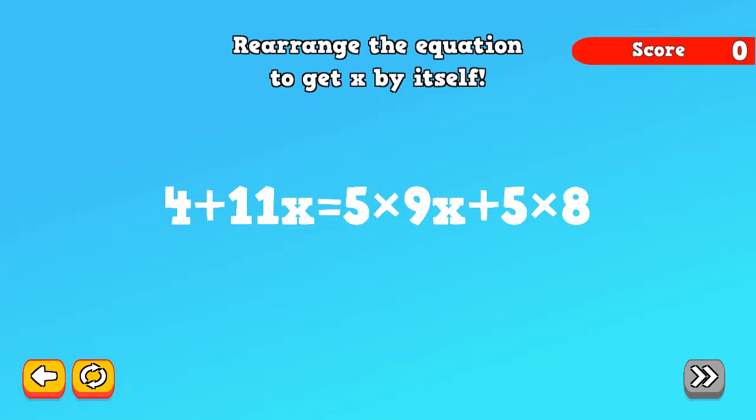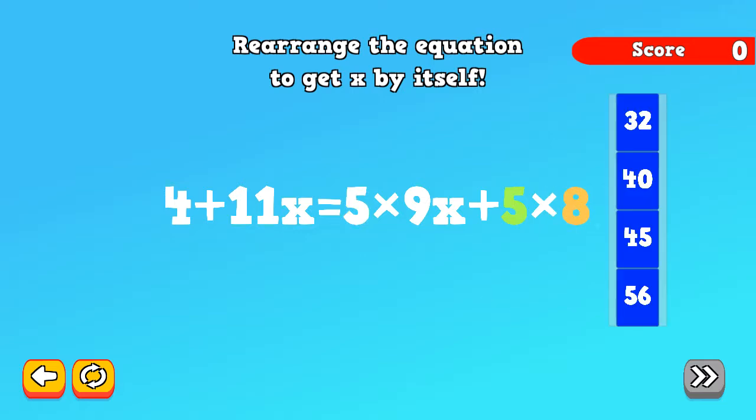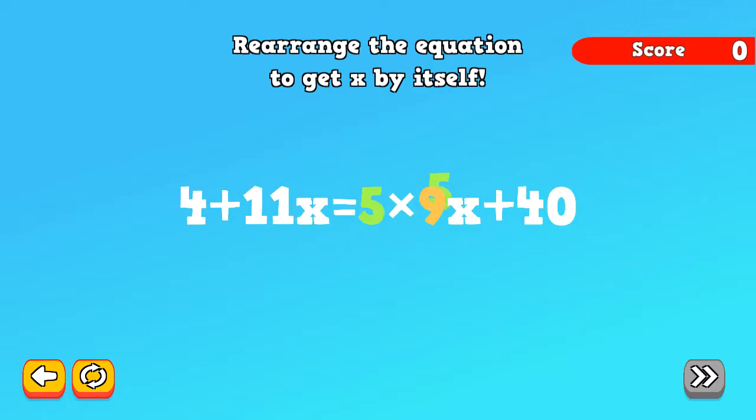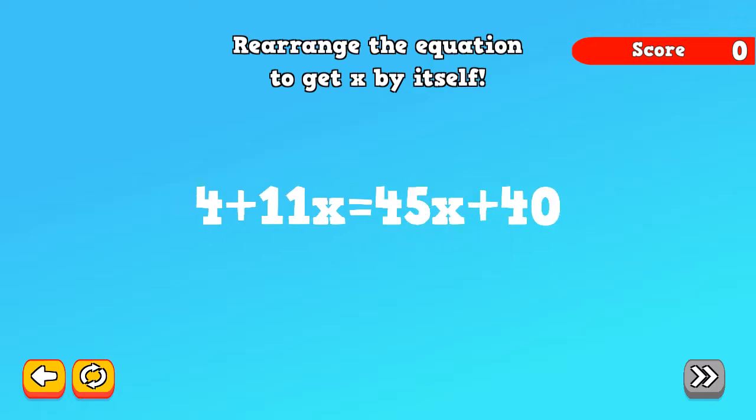And they've both been multiplied by 5. Right, up next we want to simplify these multiplications. So we'll do that. 5 times 8 is 40. 5 times 9 is 45. And the equation's starting to look a hell of a lot more simple now.